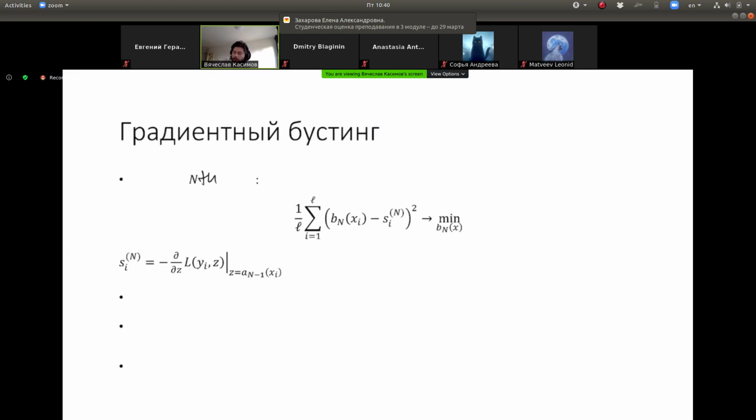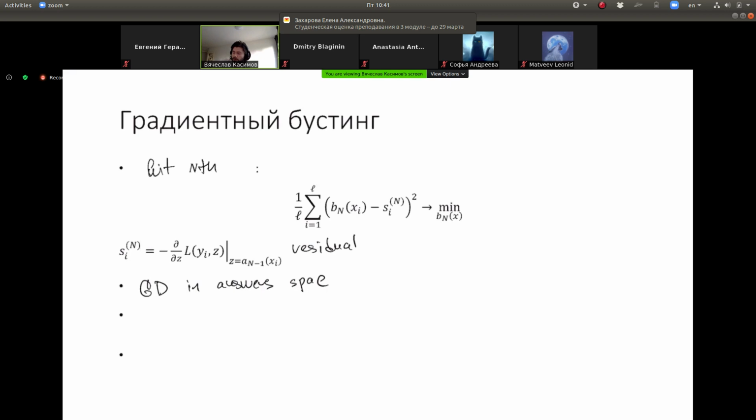So again, we fit the model. These guys are our residuals. So let's say that it's a gradient descent in answer space. That's the first point. Second point, by taking the derivative of the loss, we use local information about the loss function.